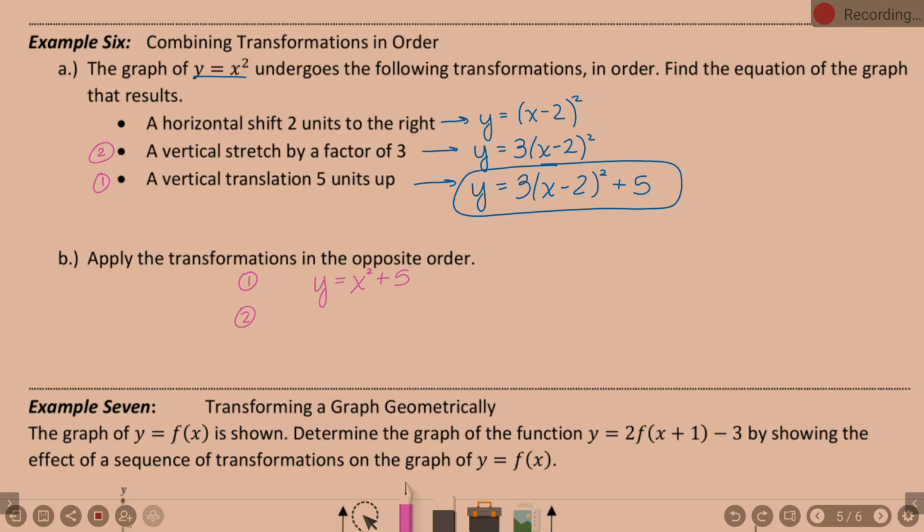A vertical stretch by a factor of 3. It would be y equals 3x in parentheses and then squared. No. It'd be 3 and then in parentheses x squared plus 5. Am I overthinking it? Well, I'm not sure. So we're vertical stretching the equation as is. My equation's already moved up 5. The idea is the vertical stretch is on all of it. So I'm going to say 3 parentheses x squared plus 5.